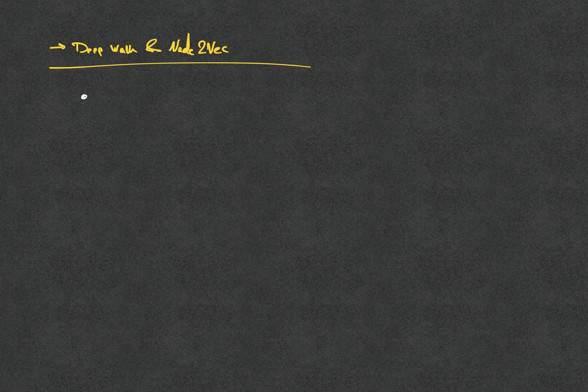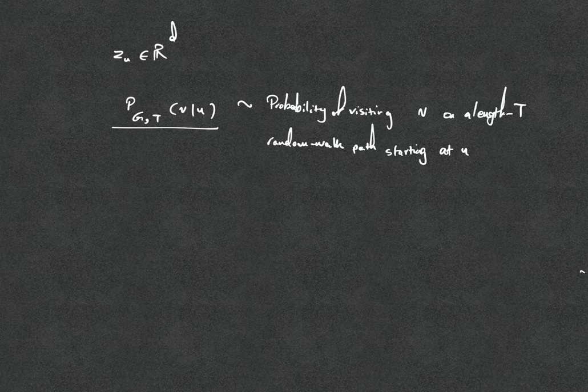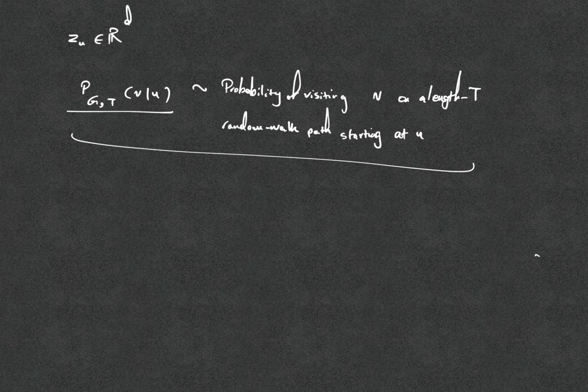The first thing to note about them is that both of them use a shallow embedding approach and an inner product decoder. What makes them different also has to do with how they define the similarity and neighborhood reconstruction. The goal in these approaches is to learn node representations Z_u such that, if you consider this probability, P_{G,T}(v|u), the probability of visiting node v on a length-T random walk that starts from node u. This is just notation here. The objective is to learn representations so that you are able to mathematically reconstruct the random walk statistics happening on this graph.